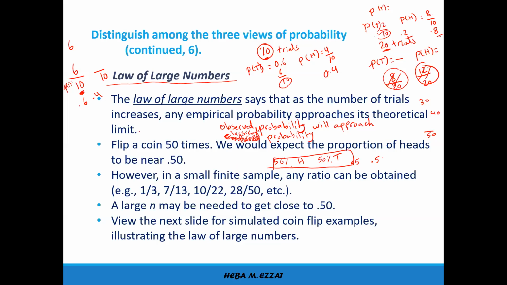So here, if we increase the number of trials, hitting the button in order to check what the outcome would be, is it a head or tail? If we do this trial 50 or 100 times, the observed or empirical probability obtained from the observation will be very close to the classical probability.